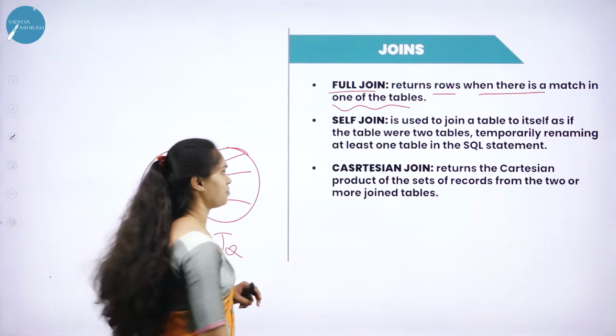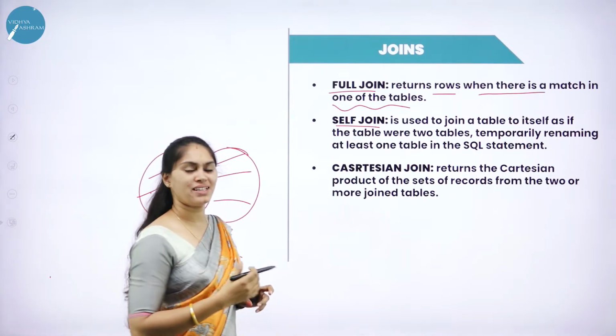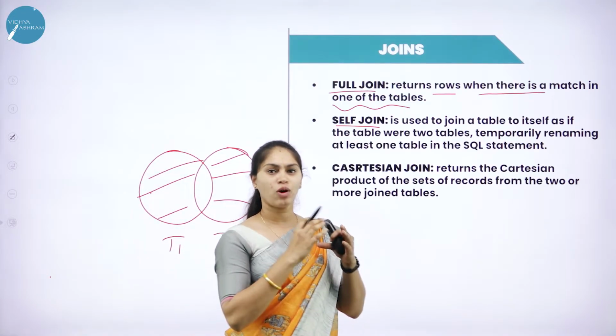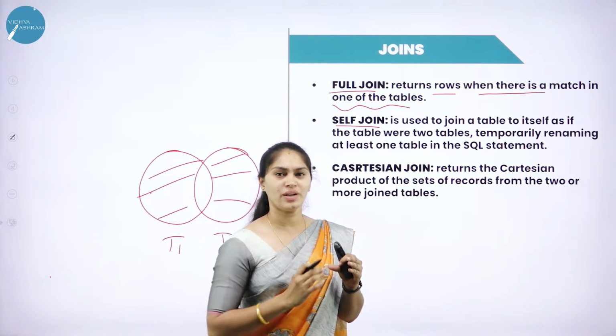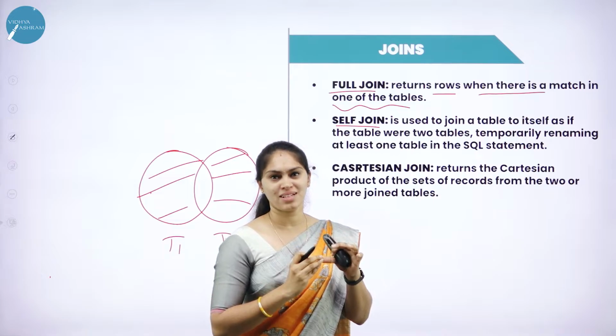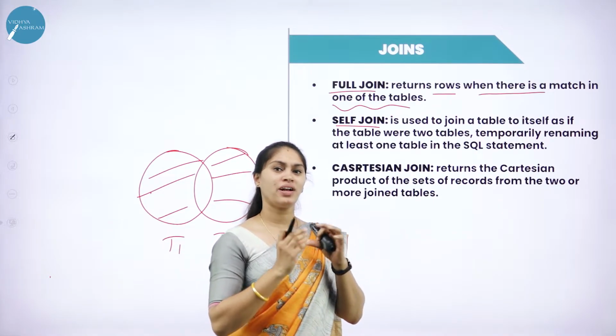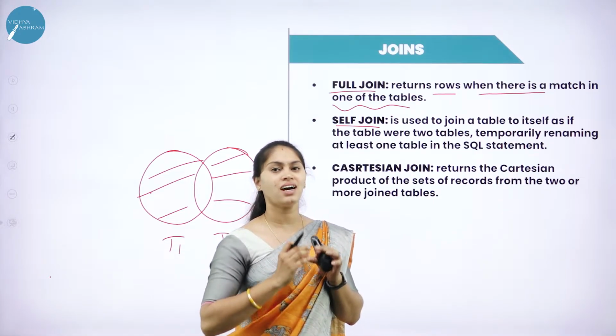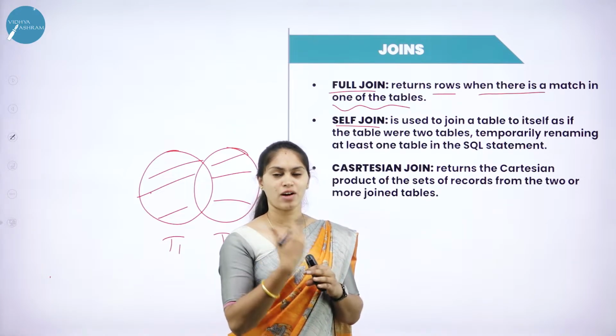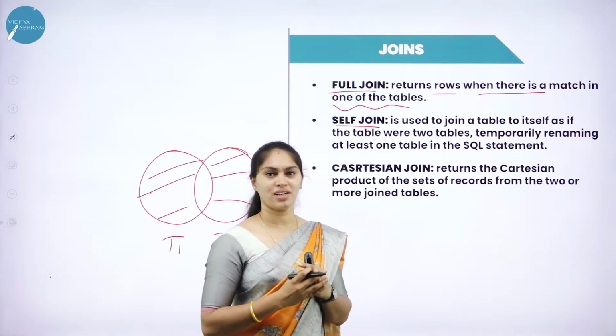We'll see the next type, that is self-join. What do you mean by self-join? Consider you have one table. That table is joining to itself. That means we have two tables now, and I am going to rename one of the tables as a temporary table. That means we are going to give that a name for the temporary table.